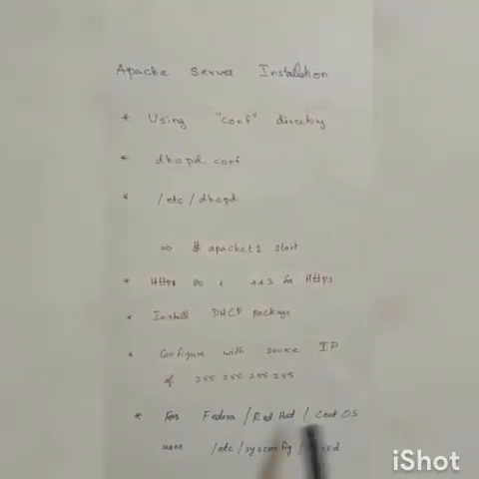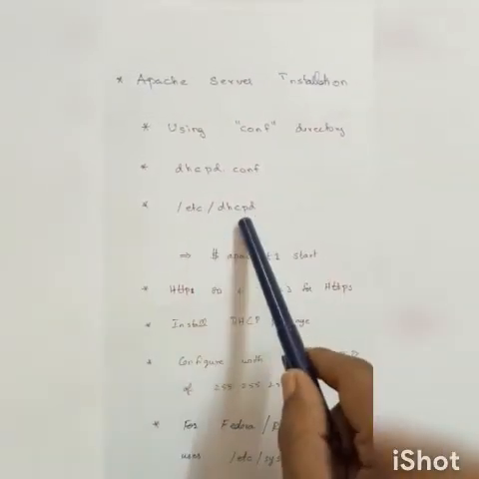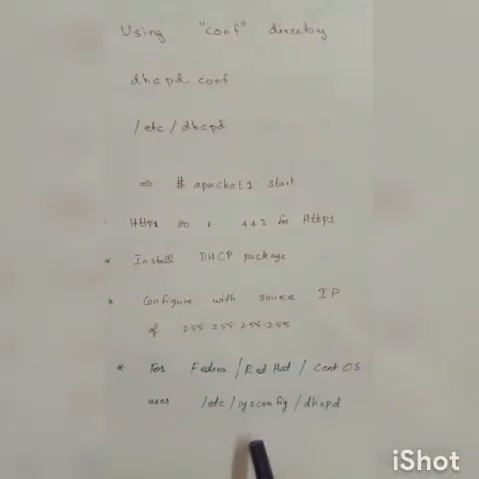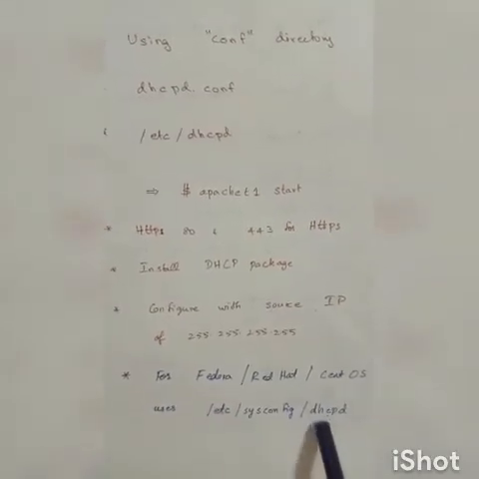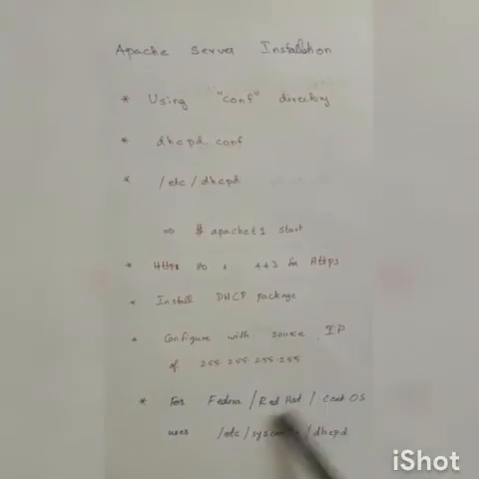It is the same configuration where this one differs. Over here I use /etc/dhcpd, but in this one I'll be using /etc/system configuration/dhcpd. So there is a difference when I compare with my Apache server and with Fedora, Red Hat or CentOS. This is the difference. And then we go into the next topic.